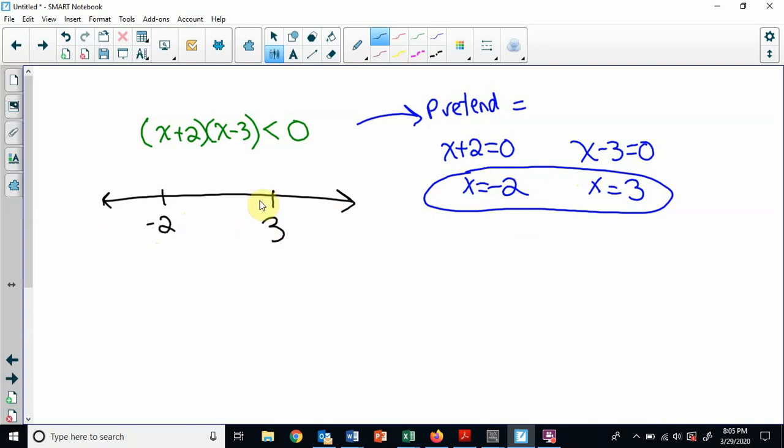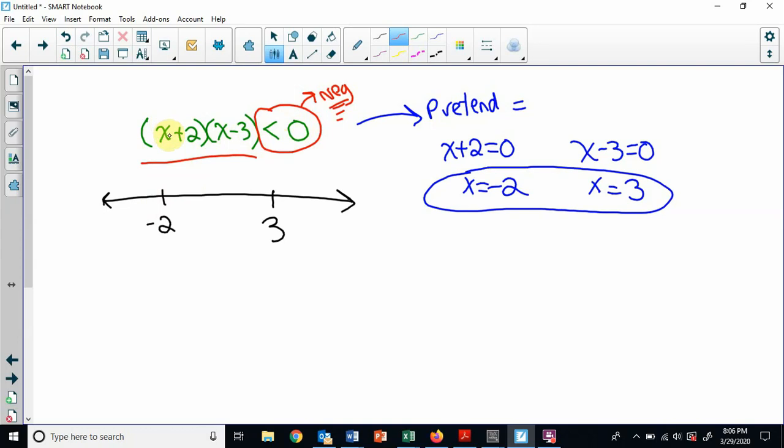Okay? And so what we want to do is we would like to see, now listen to this very carefully, when this is less than 0. So that means less than 0. What does that really mean? What numbers are less than 0? That's the negative numbers, right? So that's all we're looking to see: where, when we pick an x value, will it be negative or less than 0?